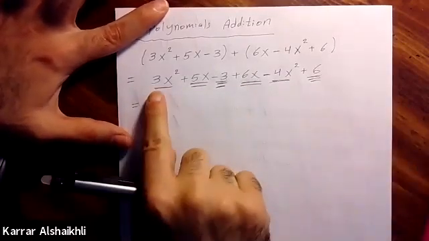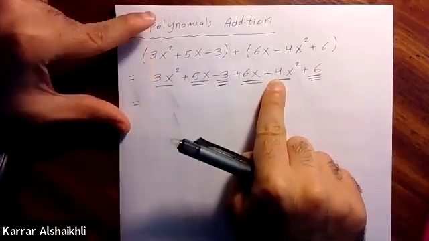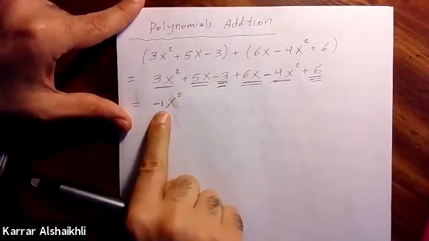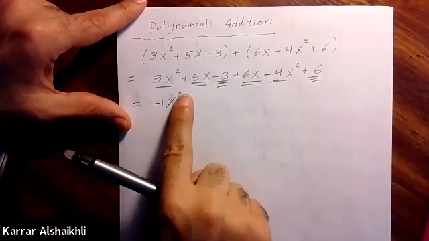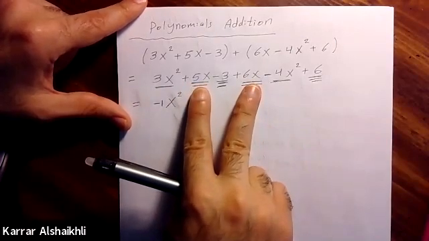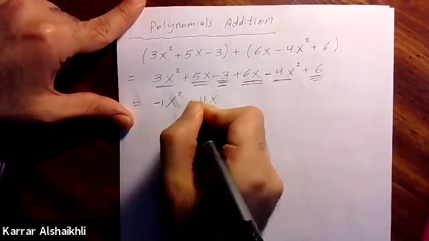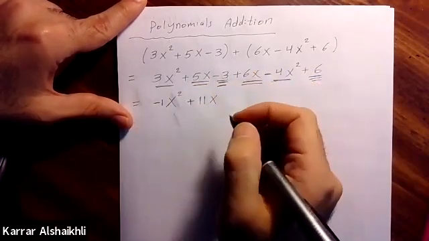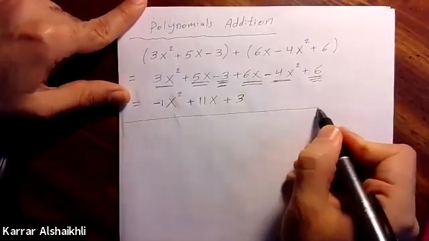I'm going to say this one is similar to this one. So 3 minus 4 is going to be negative 1. I'm going to write down here the negative 1 and here is the x squared. If you don't want to write down the 1, it's going to be right, but you have to write down the negative. So negative x squared. Now 5x is like 6x. We're going to combine these two terms. 5 plus 6 is going to be plus 11x. Now negative 3 plus 6 is going to be plus 3. So here is the result for this example.